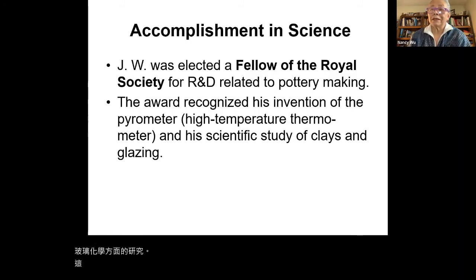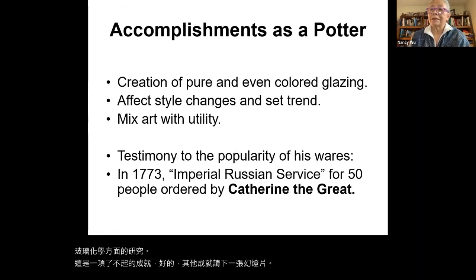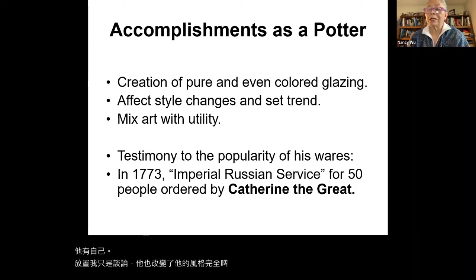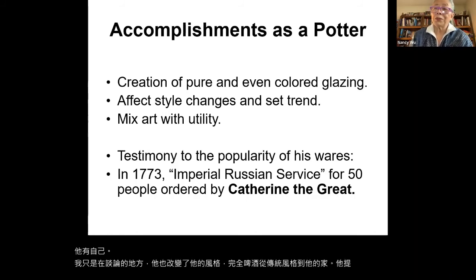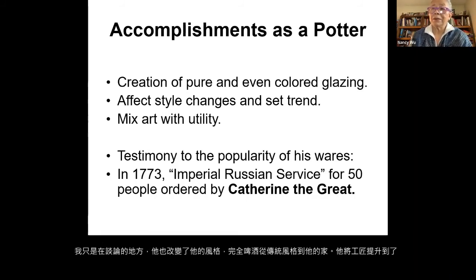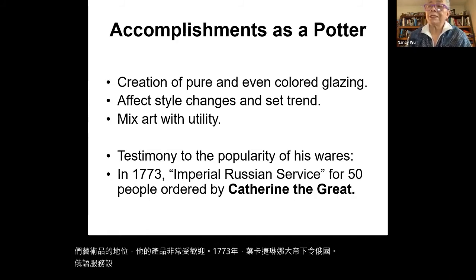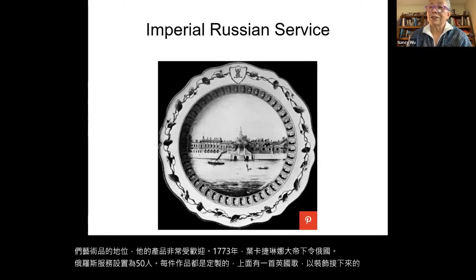That's quite an achievement. Okay, and the other achievement, next slide, please, is the glazing I just talked about, and he also changed his style, totally veering from the traditional style into his own. He elevated the craftsman into the status of artwork, and his products were so popular that in 1773, Catherine the Great ordered a Russian service set for 50 people. Every piece was custom made with a British scene to decorate the plate. Next, please. That's just one example.